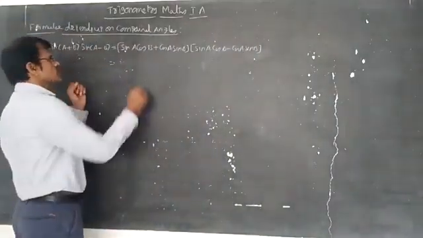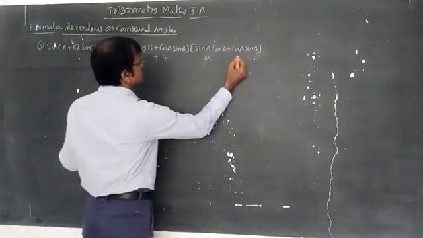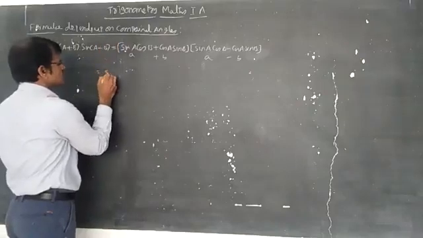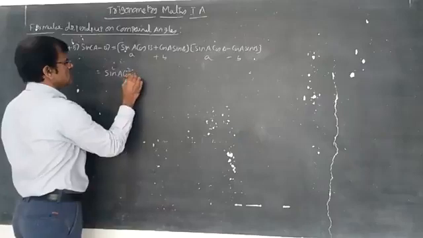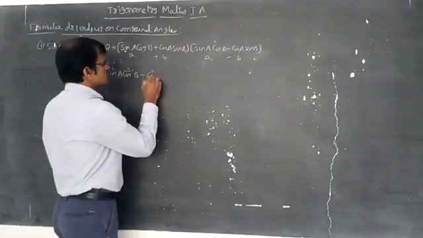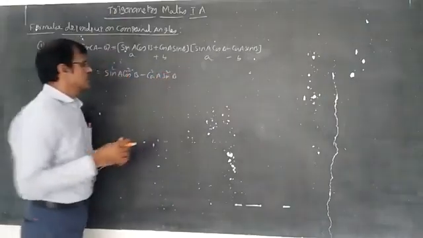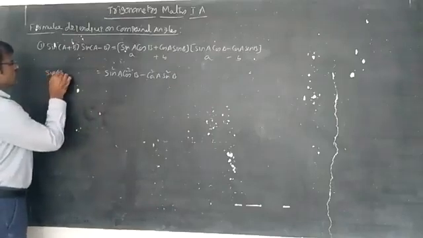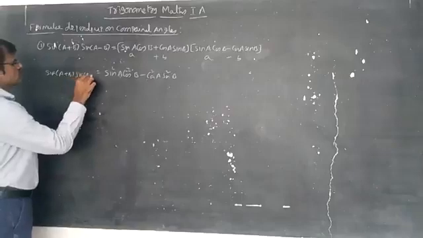Now this is of the form, this is A plus B, this is A minus B. So the concept of A plus B into A minus B is A square minus B square. You write here sin square A cos square B minus cos square A sin square B. This is the formula of sin of A plus B into sin of A minus B.